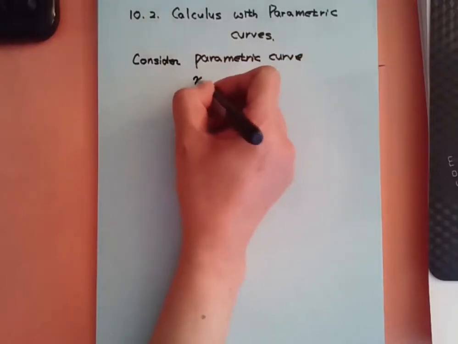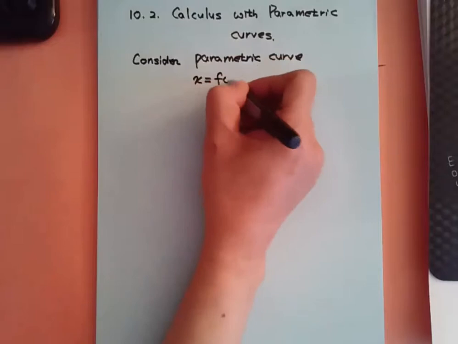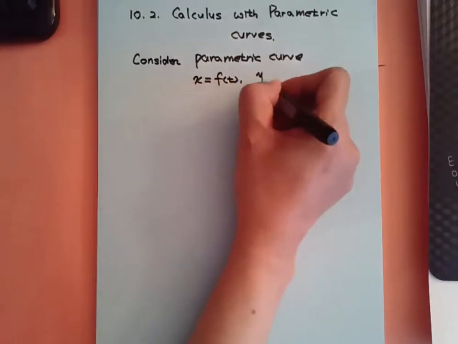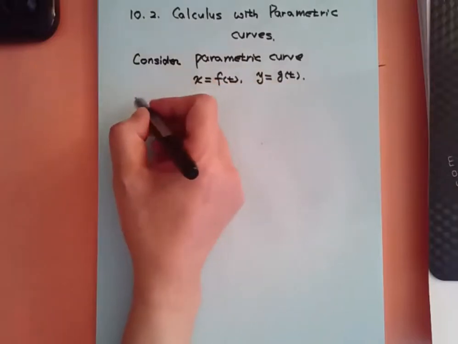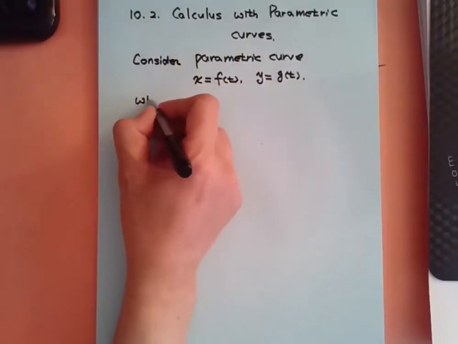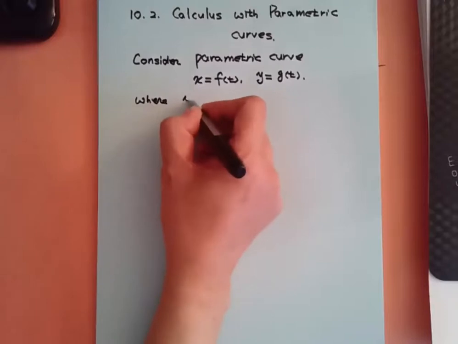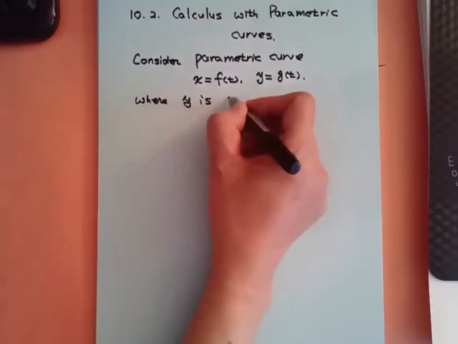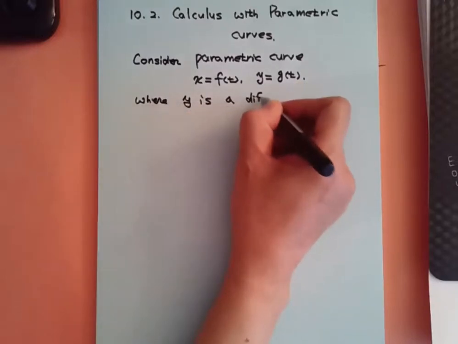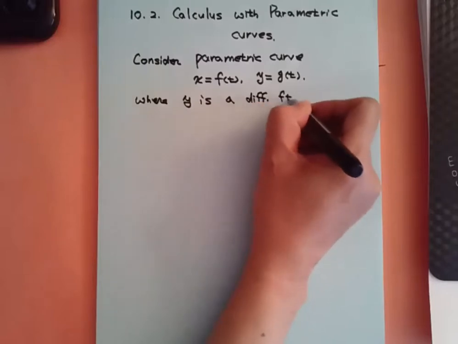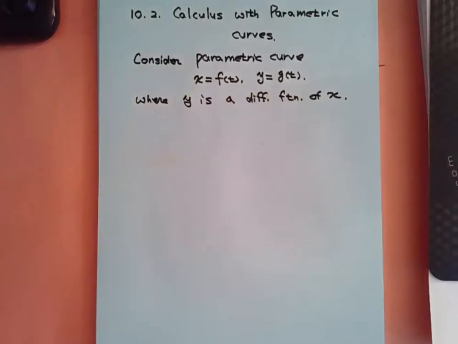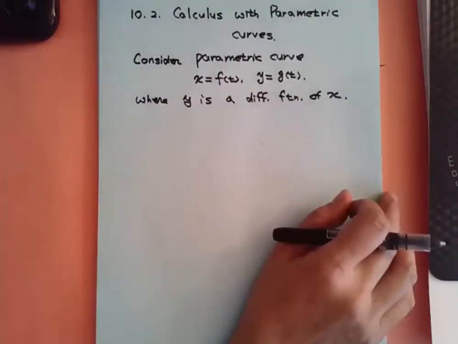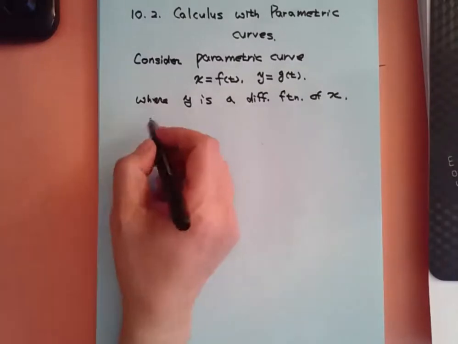When the x coordinate is given as f of t and the y coordinate is given as g of t, where y is a differentiable function of x, that means we can calculate dy over dx.